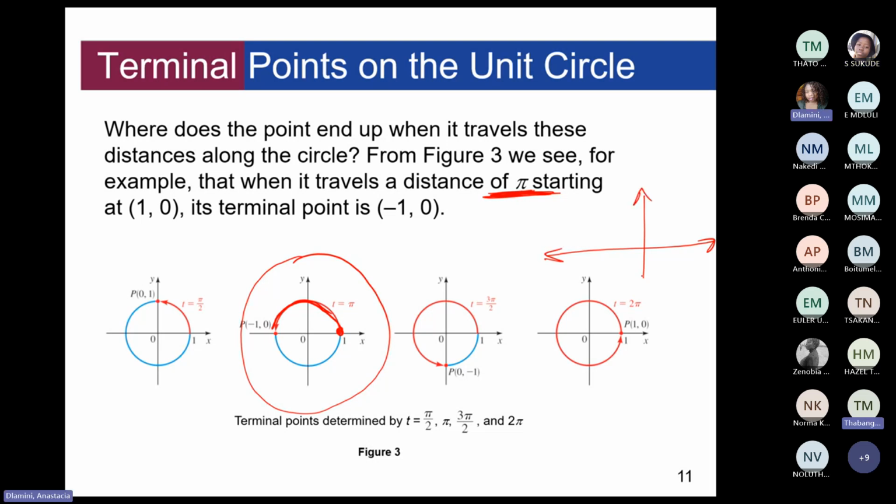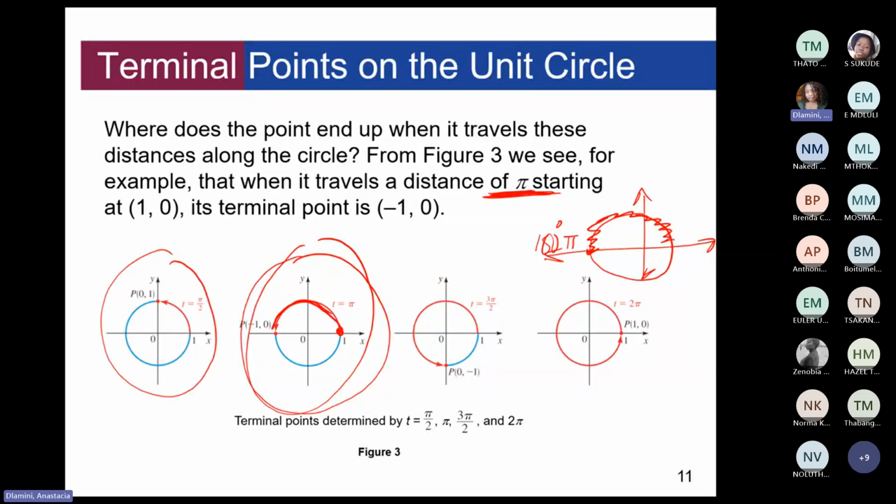It means it comes here, 180 degrees. So in the unit circle, it would have traveled like this and ends up here. This is the one. Do you see that? Now, when it has traveled pi over 2, what is pi over 2? 90 degrees. It's this one. When it travels 3 pi over 2, this is 270 degrees. And when it travels 2 pi, it means it went around. This is 360 degrees.